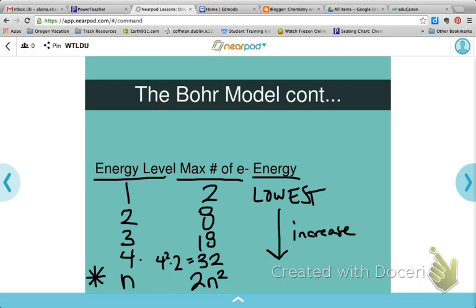Now remember, that's maximum. That doesn't mean there has to be that many electrons. That just means they can go there. There's that many that can be held there. So for example, if I had 3 electrons, I would need to put 2 in the first energy level and then only 1 in the second. So they would prefer to go in order of lowest to highest energy.